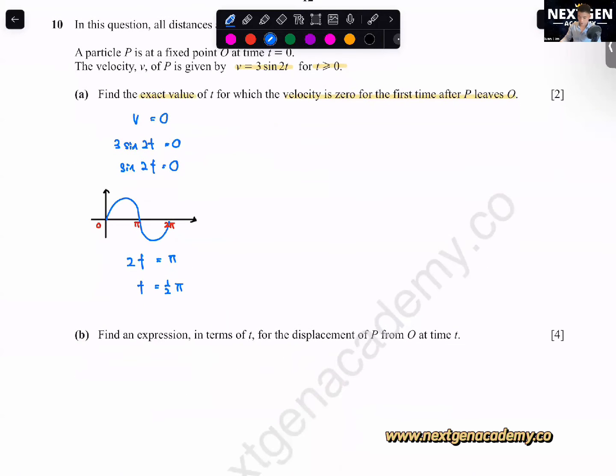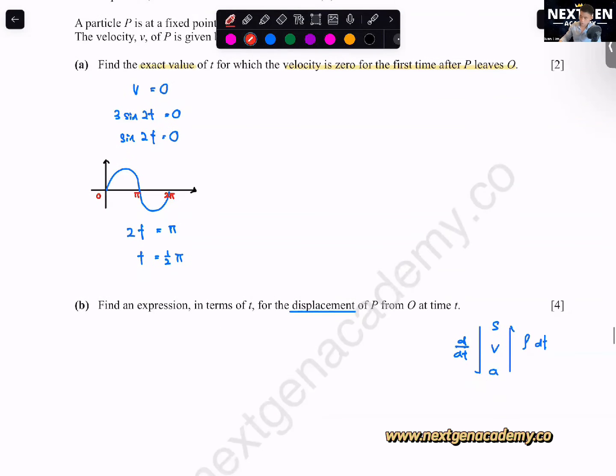Question B, find an expression in terms of t for the displacement of P from O at time t. One thing you remember, when you do kinematics, always take note of whether you're calculating for displacement or distance. For displacement, we will think about Mr. Siva. Who's Mr. Siva? The relationship of kinematics: when we go down, we will differentiate; when we go up, we will integrate in terms of t. And whenever we do this question, change your calculator to radian mode first, so you don't make the mistake. It will never be in degree mode.